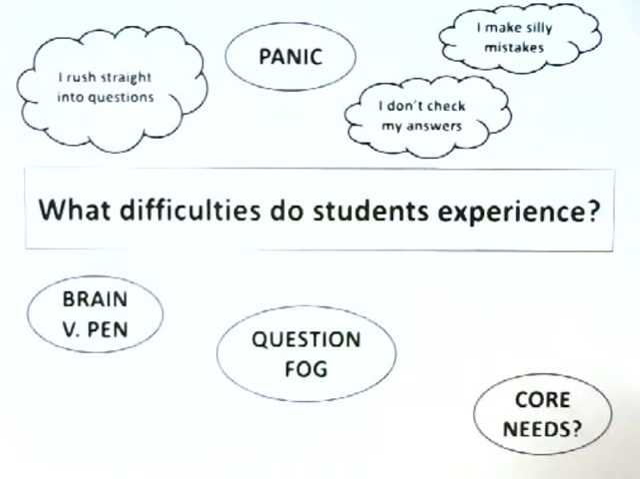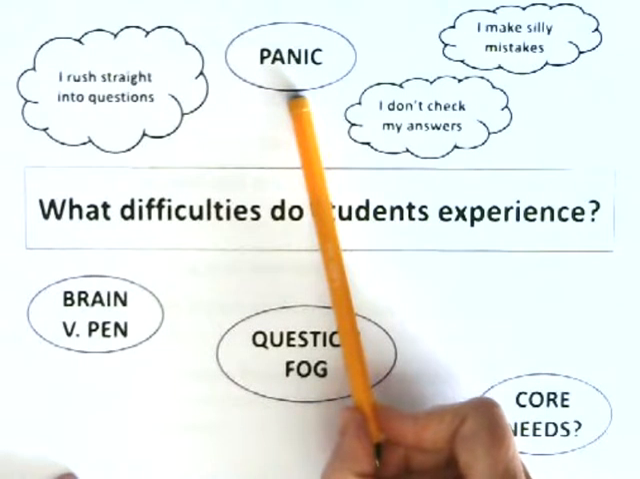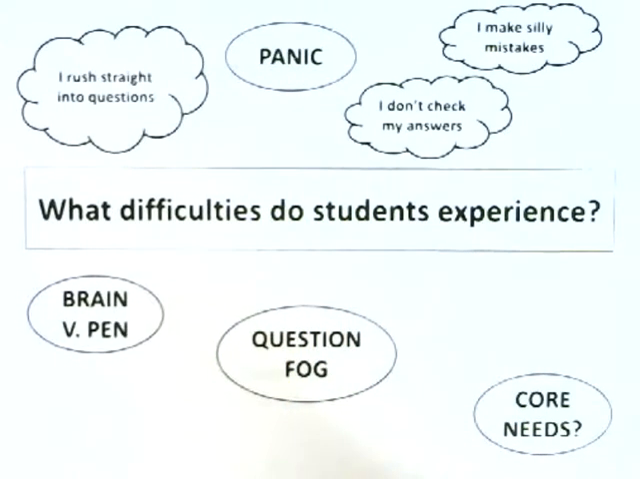In terms of our experience then of the types of difficulties that students typically experience, we've highlighted here 4 main areas. Panic is a big one for many students, and the feelings of panic or anxiety may manifest themselves into feelings of not knowing what to do with a question, rushing straight into a question perhaps without thinking about it too much, making silly mistakes that you wouldn't ordinarily make, and perhaps not having enough time or not wanting to check your answers.